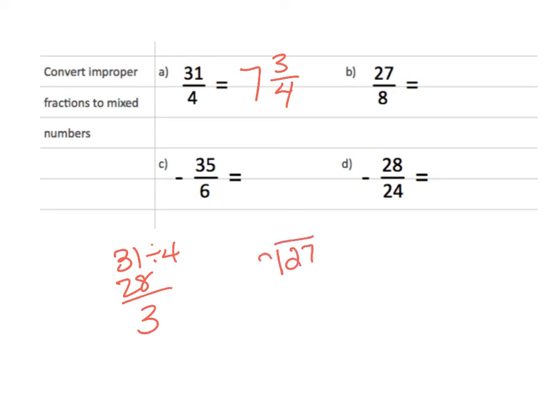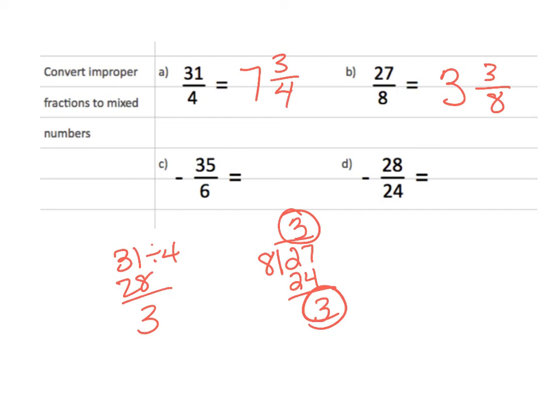27 divided by 8. How many 8s go into 27? I know 3 do, which gives me 24. And there's 3 left over. So this is our whole number. And our remainder goes on top. And our denominator stays the same.